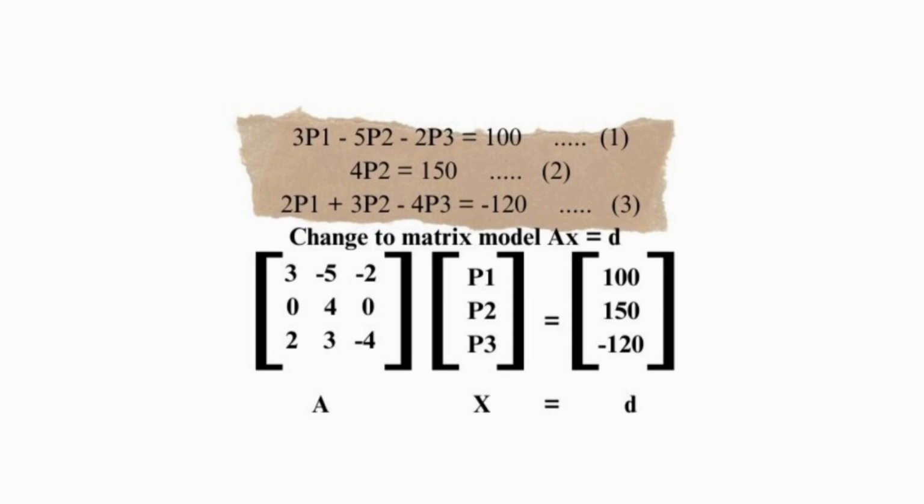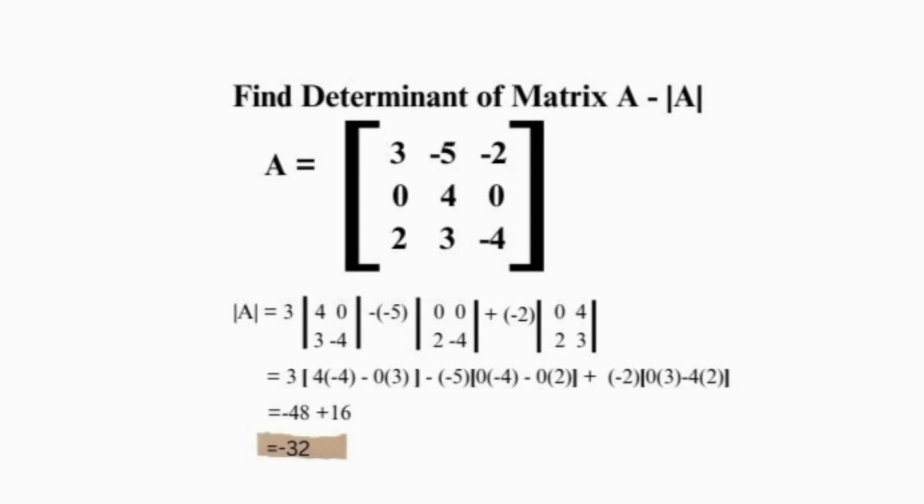In the matrix A, we will insert the values from the equations, which are 3, negative 5, negative 2, 0, 4, 0, 2, 3, and also negative 4. For the matrix X, we need to insert P1, P2, and also P3. Last, for the D value, we need to add the constant values from the equations, that is 100, 150, and also negative 120.